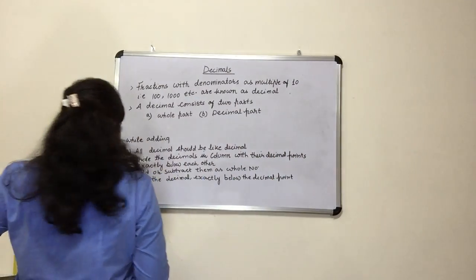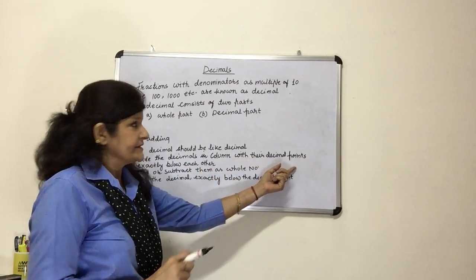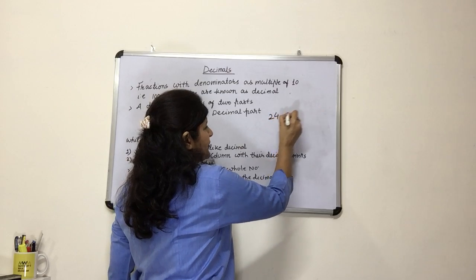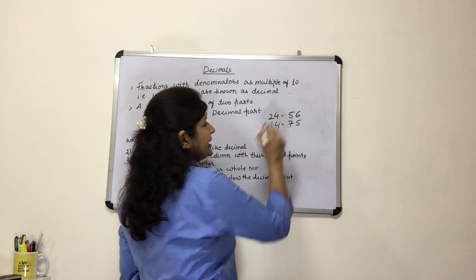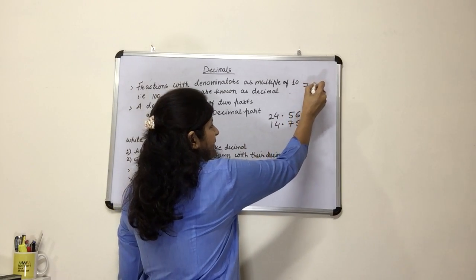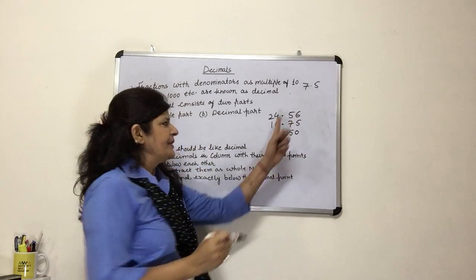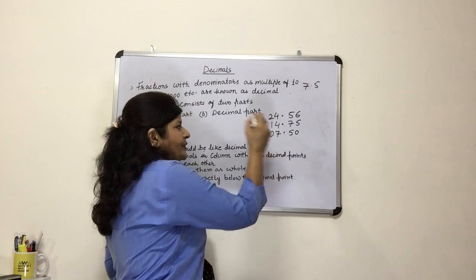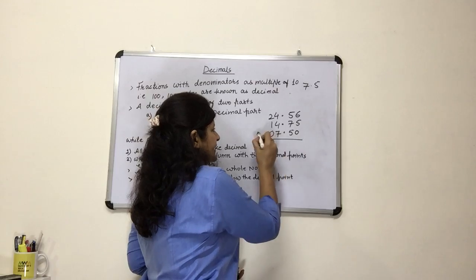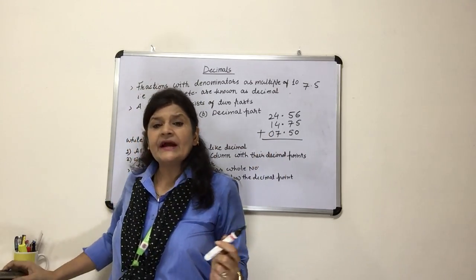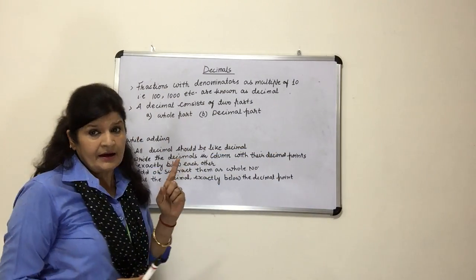Second, we should always remember to write the decimals in a column with their decimal points aligned. Suppose I am adding 24.56 and 14.75, and the third decimal is 7.5. We write 7.5 so that decimal is under decimal, and I convert it into a like decimal by putting a 0 in the second place. Now we can do the addition. By doing the addition, we always remember that decimal should be under decimal.